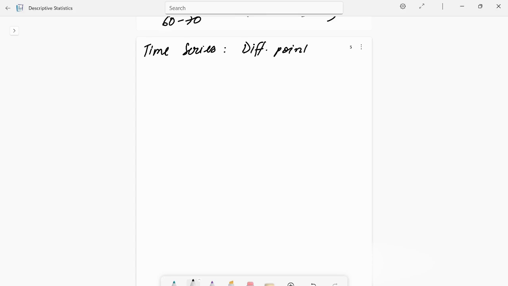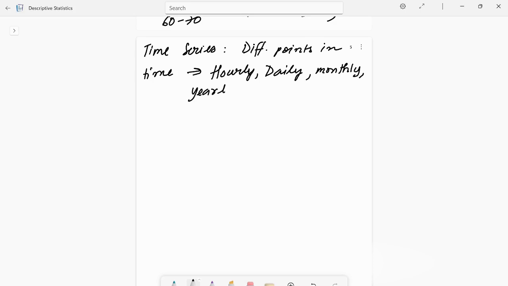Now coming to our next topic, which is time series. Time series data is collected over different points in time. It can be hourly, daily, monthly, yearly, anything. For example, if we take monthly sales of a product from January to December, right? Monthly sales.